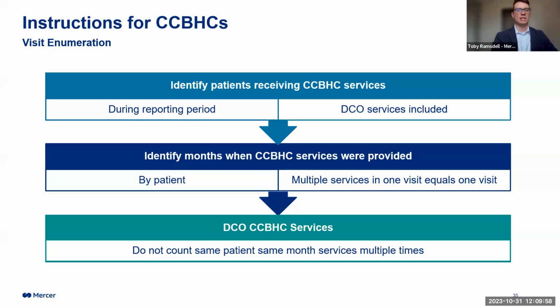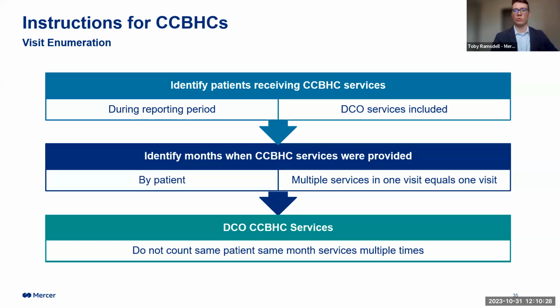I think what's key here is that the first thing to do when you start is to pull data from the EHR. So identify patients receiving CCBHC services. That would be any patient that received any CCBHC service during the reporting period. That includes DCO services. I'll point it out to you on the next tab, but the monthly visit schedule has spaces for DCO services.